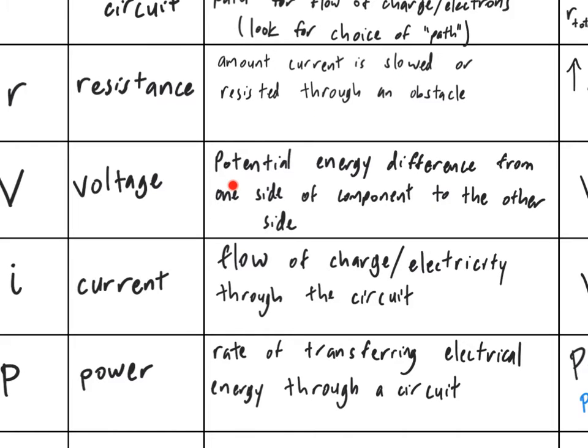The voltage is the potential energy difference from one side of that component to the other side. So voltage is an energy drop. You can sometimes call this the drop or the energy differential. And then finally, the current is the flow of the charge or the flow of electricity through the circuit. So this would be like how many electrons are flowing and how fast they are going.